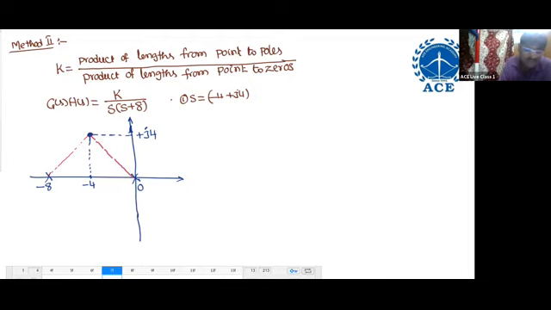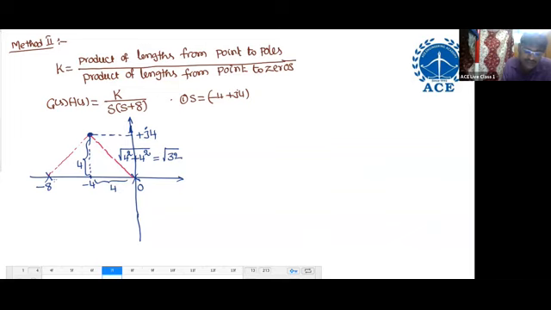What is this distance? 4. This is 4 only, no? 4, 4. What is this diagonal distance? Root of a square plus b square. So that means 4 square plus 4 square, that is 16 plus 16, root 32.